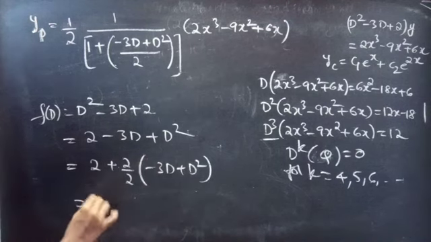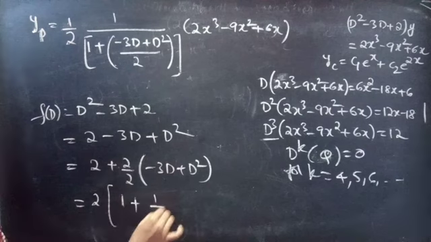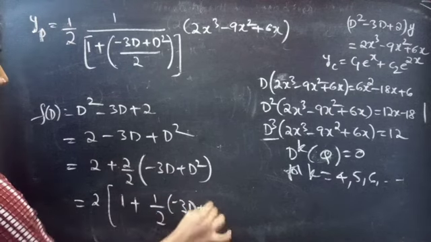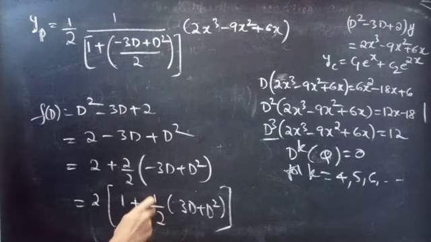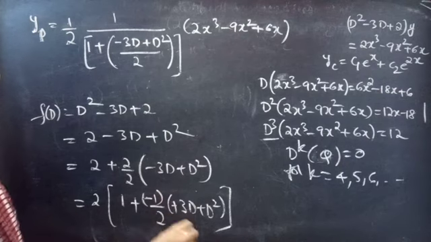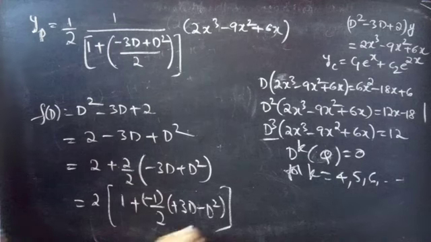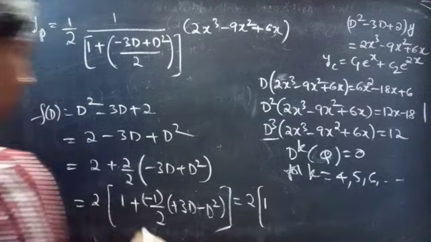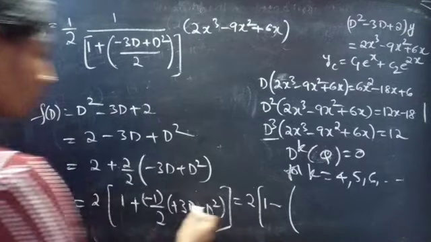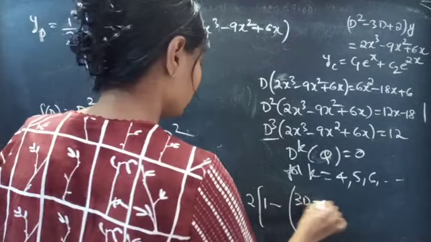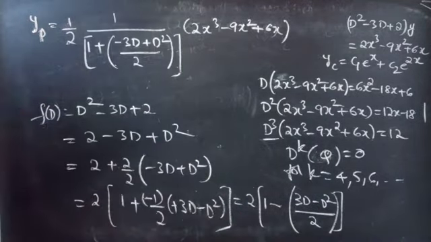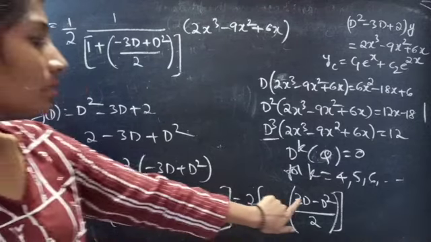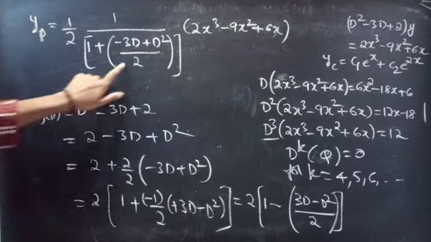the next 2 terms. Now we'll take 2 common, then we'll get 1 plus 1 by 2 into minus 3d plus d square, right? Now take minus common from these 2 terms, then here you'll get minus 1 into plus minus. It is easy, right? So you can write this as 2 into 1 plus into minus, minus 3d minus d square by 2, right? F of d becomes 2 into 1 minus 3d minus d square by 2. That is what I am going to change here.